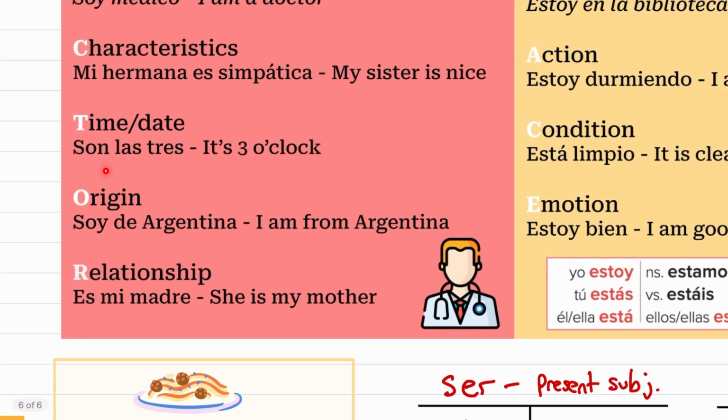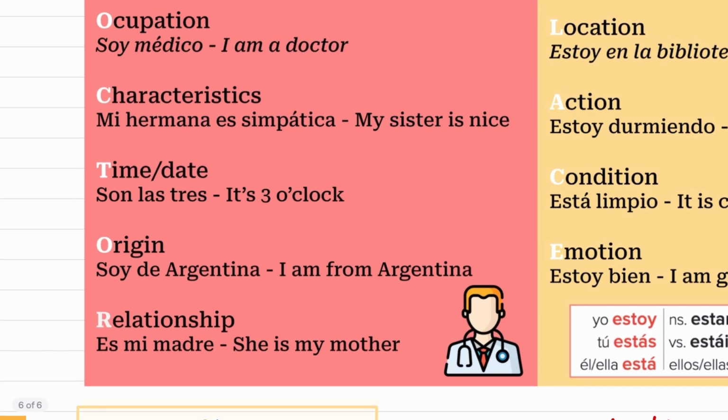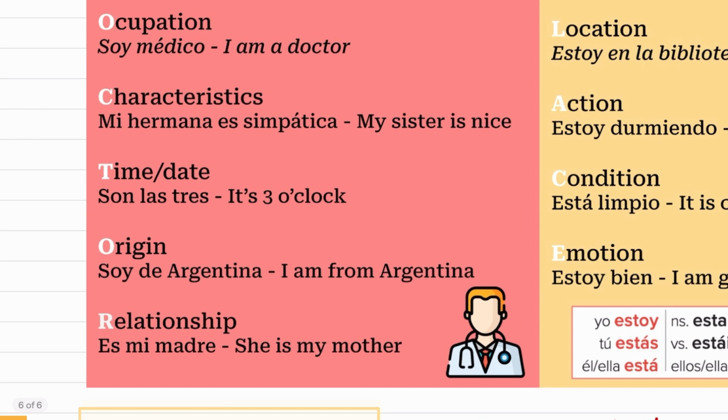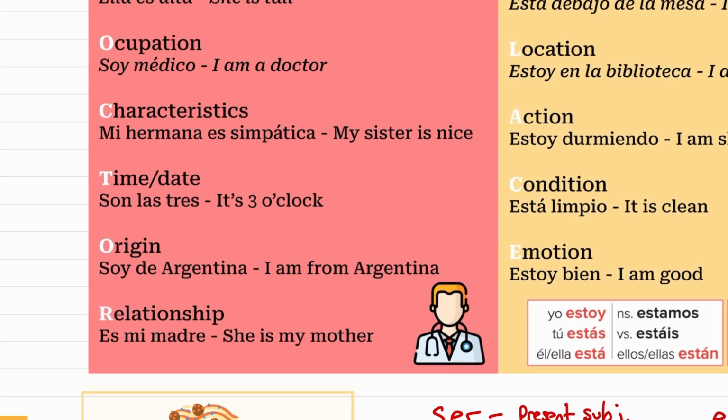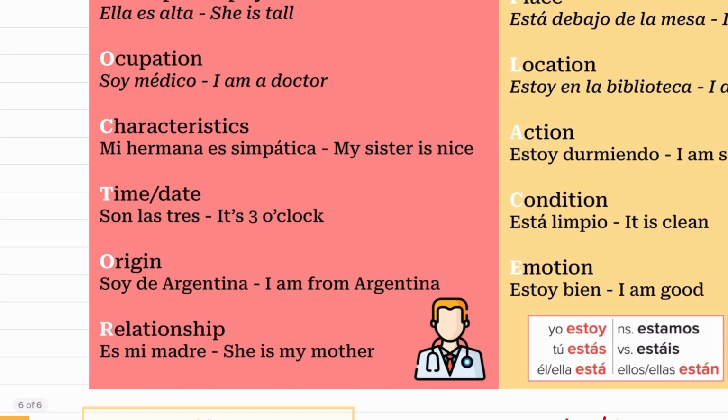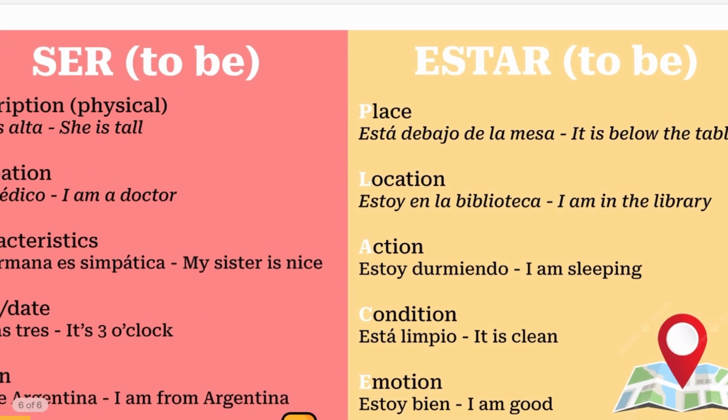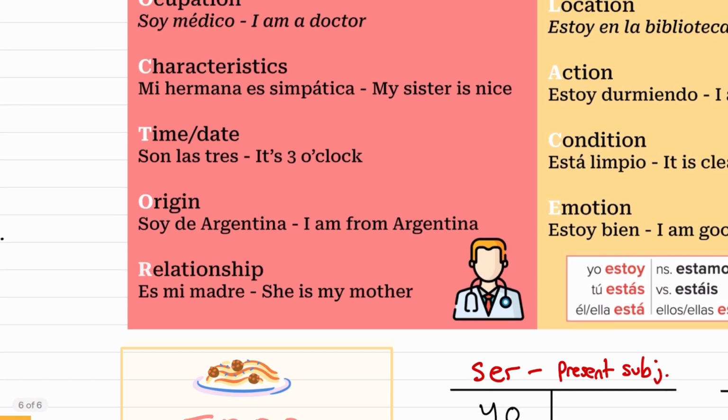Time and date. For example, son las tres, it's 3 o'clock. Any reference to, for example, the day of the week, we can say hoy es jueves, today is Thursday. We're using es, we're using the ser, not está, which would be the one for estar. Vale, so we got time and date.